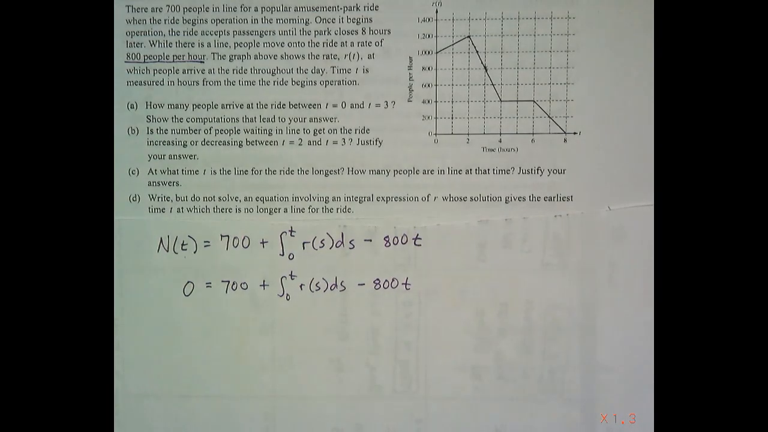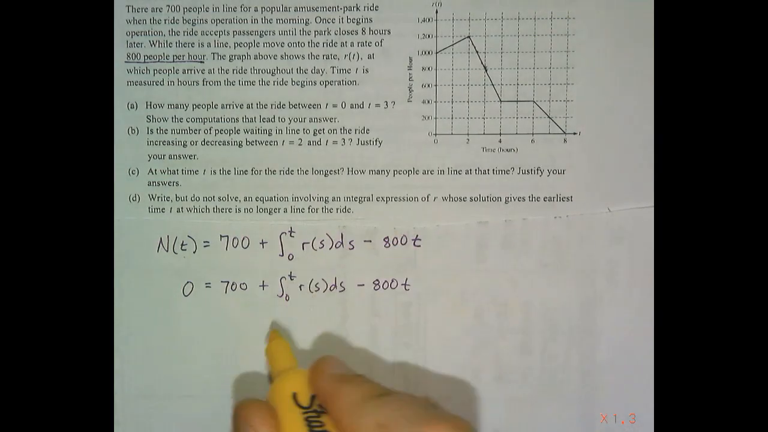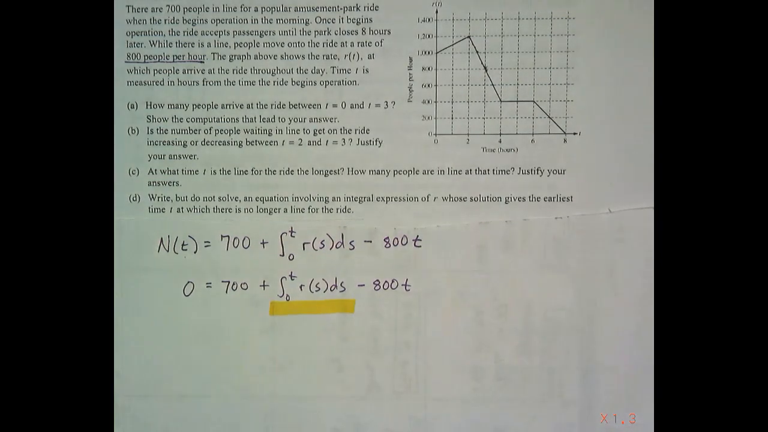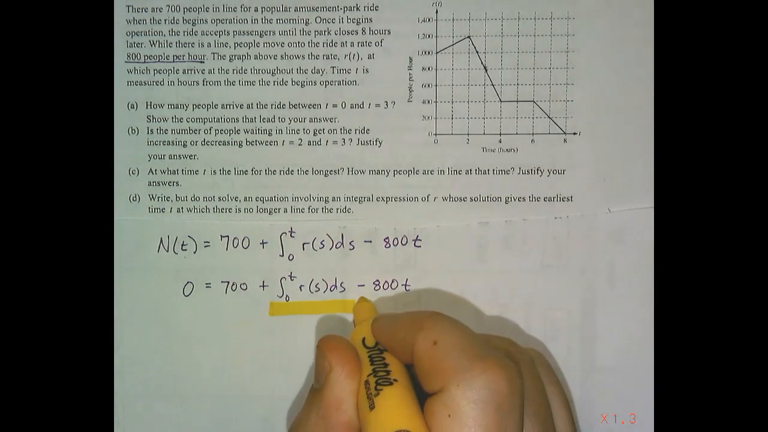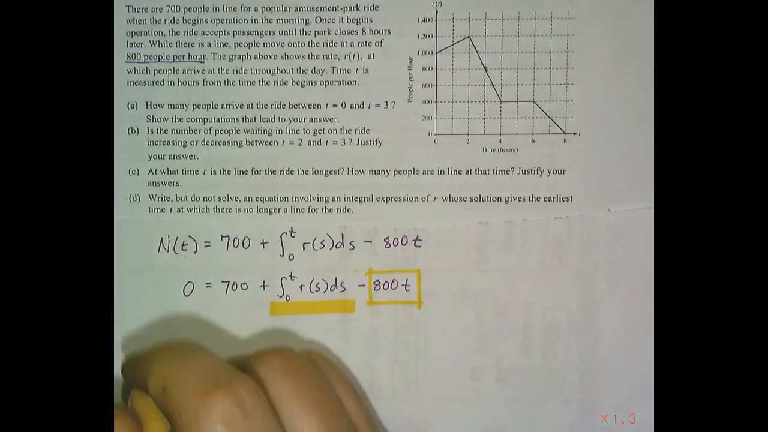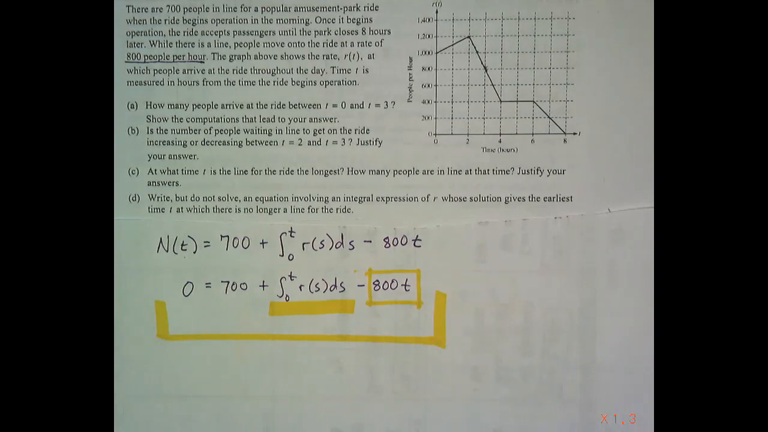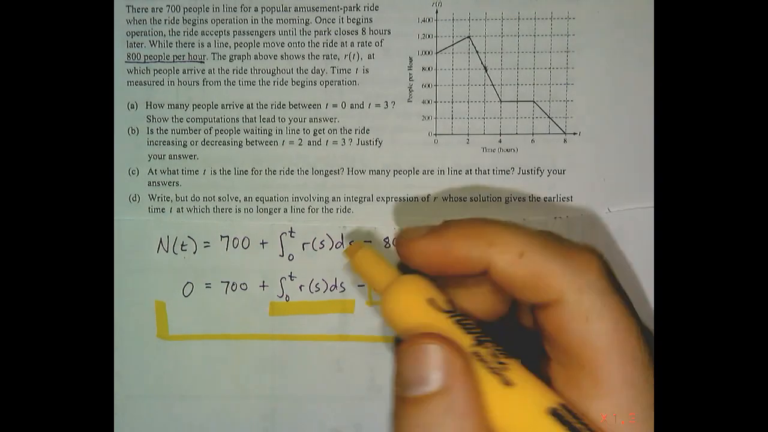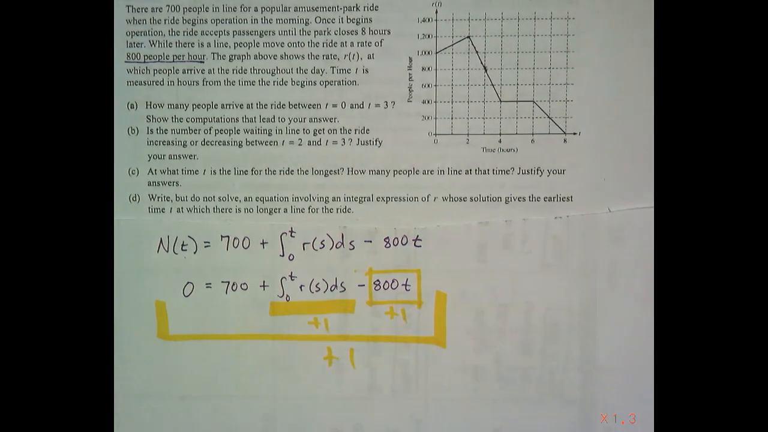This is worth 3 points. You get 1 point for the integral, 1 point if you accounted for the 800t, and then 1 point if overall you have an equation that does the expression they're looking for, plus 1, plus 1, plus 1. All right, total 9 points.